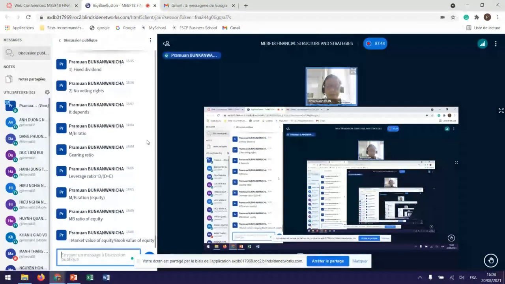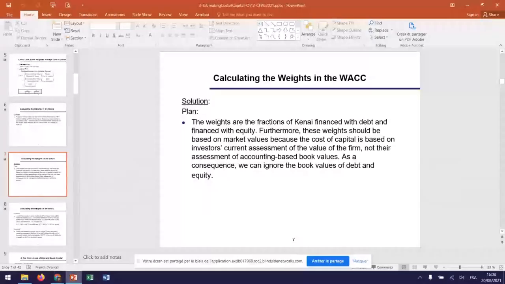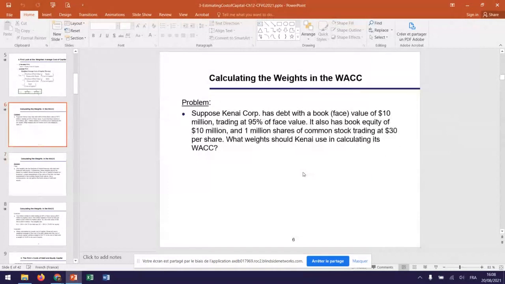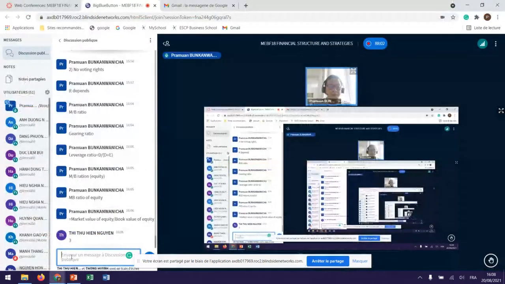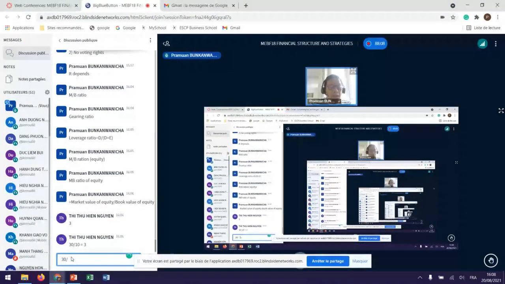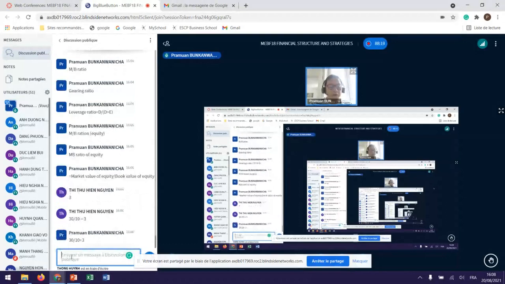What is the market value of equity for this company? It's 30 million. Thank you. And 10 is the book value, what you see on the balance sheet. So the market value of 30 over the book value of 10 becomes 3. Perfect. What is the gearing ratio? Have you heard something about the gearing ratio?